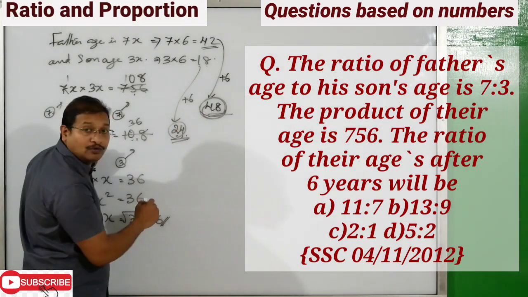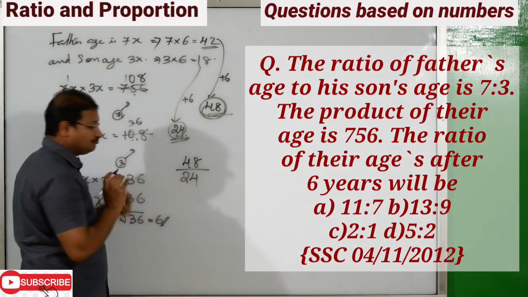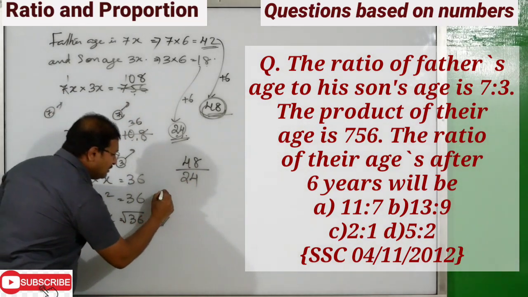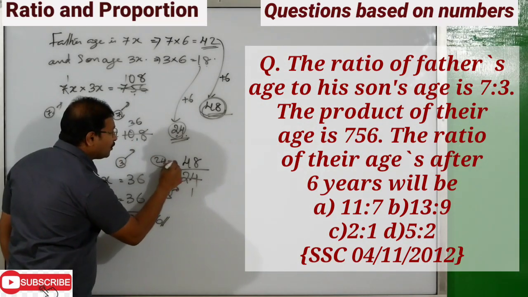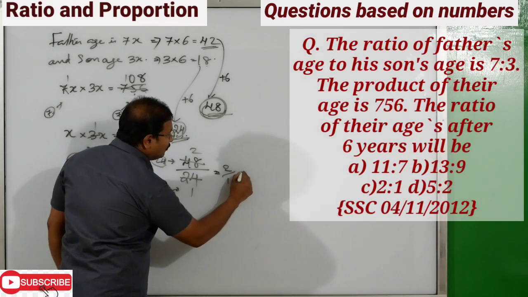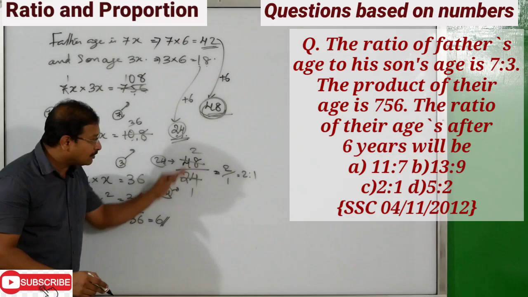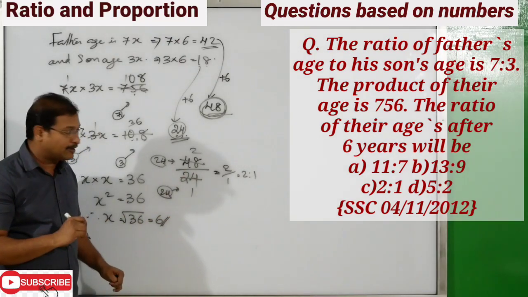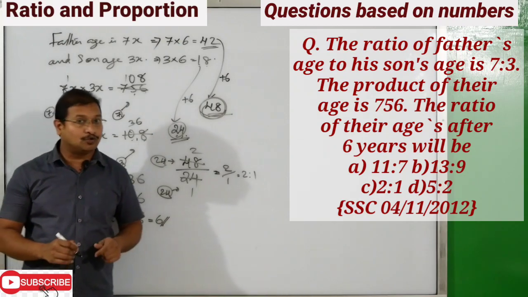Therefore, their ratio means what you will do? 48 divided by 24. I am cancelling by 24. 24 ones are 24, 24 twos are 48. That equals 2 by 1, equals 2:1. I am just cancelling directly. If you have doubt, kindly cancel by small numbers. Ready? So we got 2:1. That means the right option is C, that is 2:1.